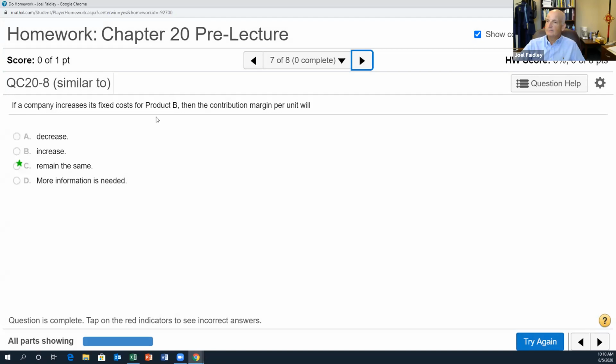Number 7. If the company increases its fixed cost for product B, then the contribution margin per unit will what? Nothing changes. Contribution margin is sales price minus your variable cost per unit, or in total.